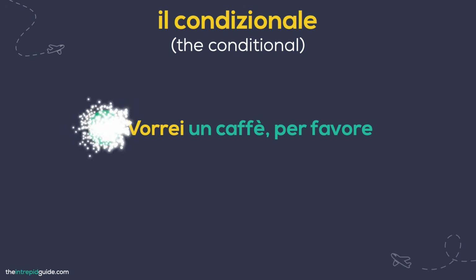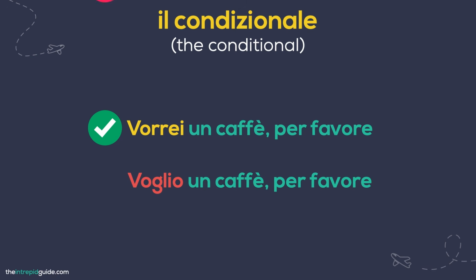Now, crucially, it's also how you sound polite rather than demanding. And we can say, vorrei un caffè, per favore. I'd like a coffee, please. Instead of a more demanding, voglio un caffè, I want a coffee.